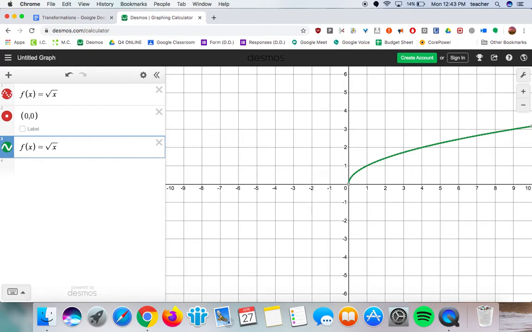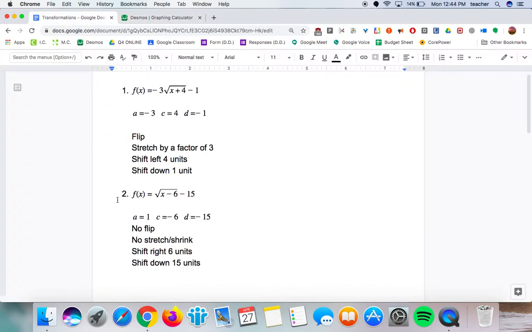Positive, negative. No flip, flip. So the flip is pretty straightforward. Okay. We also have something called a stretch and a shrink. We know that when the absolute value of A is bigger than 1, our graph stretches out. If it's smaller than 1, it shrinks down.